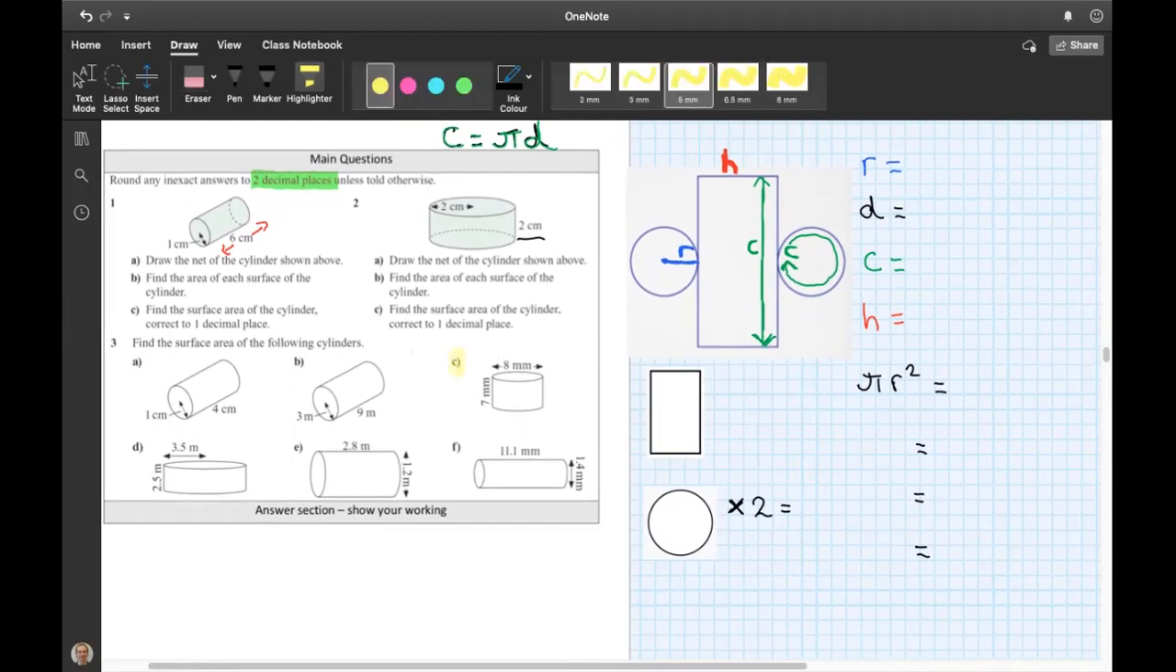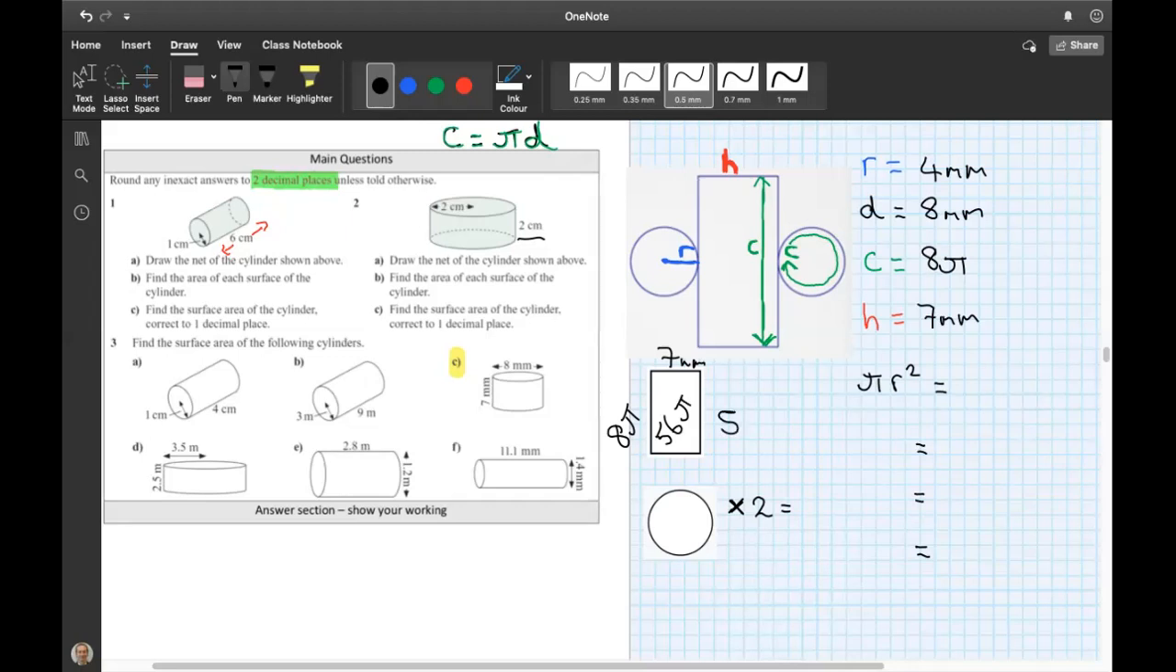Okay, we're now on C. And we've been given our diameter of 8 millimeters. So to get from your diameter to your radius, you need to half that, 4 millimeters. Circumference will be 8 pi. Your height was given to you again, it was 7 millimeters. And now we're ready to label our rectangle. So we had 7 millimeters. Our circumference was 8 pi. So that's going to be 56 pi, the area of that face.